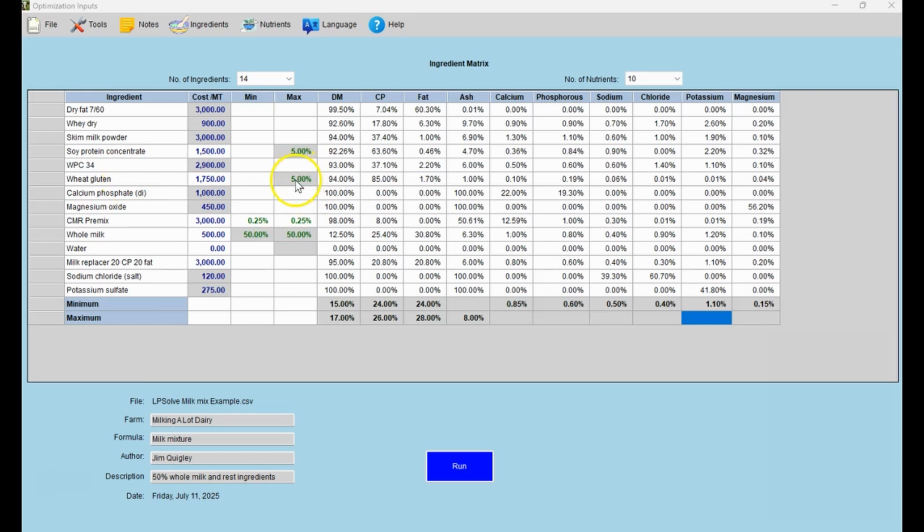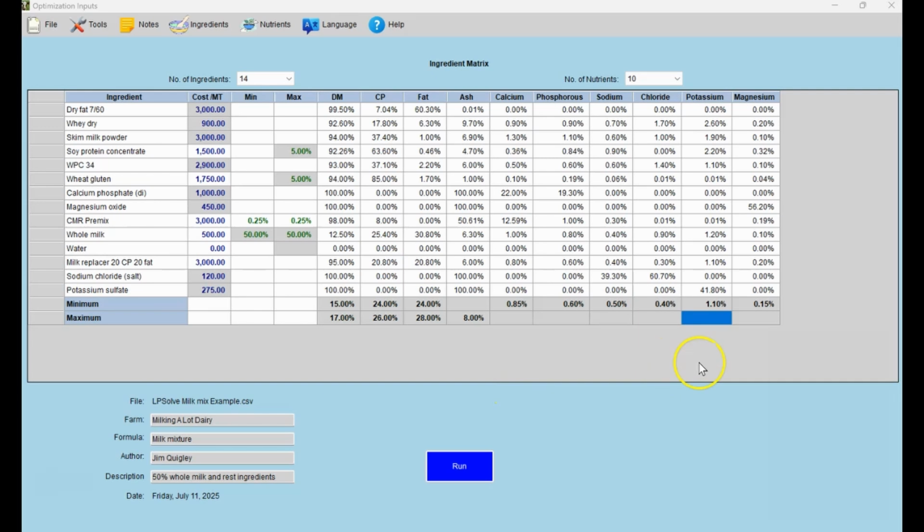For example, soy protein concentrate and wheat gluten are each limited to a maximum of 5% of the formula. We're also assuming if we use individual ingredients rather than a finished milk replacer, we'll include a calf milk replacer vitamin mineral premix. We'll begin by setting whole milk at a fixed amount of 50% of the blend, then allow LPSolve to formulate the remainder.